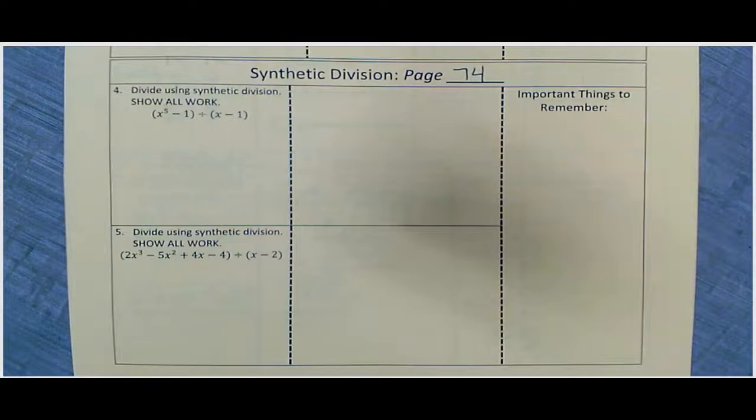So synthetic division, you have to remember kind of the same thing that long division you had to remember, which was you need to rewrite polynomials with 0 terms before setting up your synthetic division.